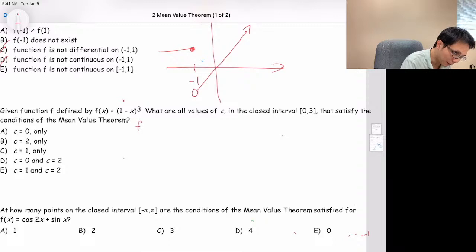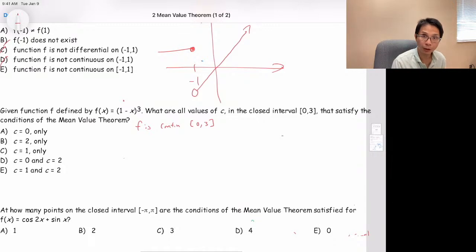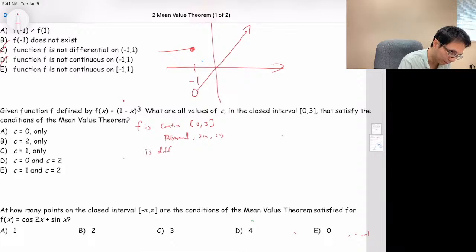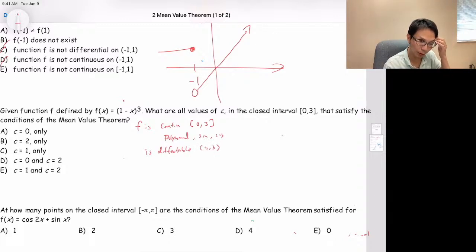In this case f is continuous because this is actually a polynomial, so it's continuous between 0 and 3. Anything polynomial, or sine and cosine, is automatically always continuous. Now this is also differentiable between a and b, not including the endpoints. Those are very, very important things.